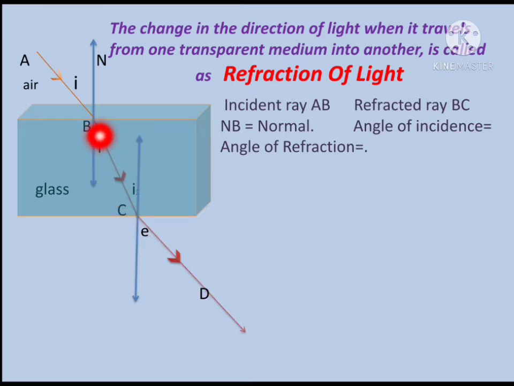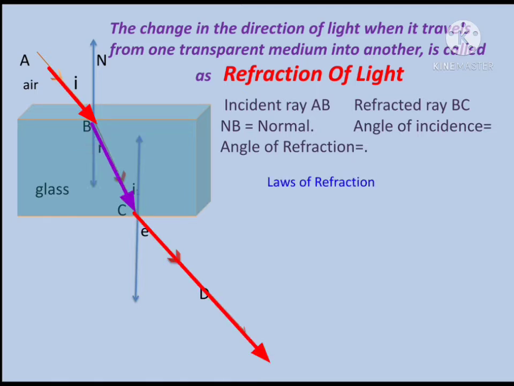The perpendicular drawn from the point of incidence is called the normal. The angle made by the incident ray to the normal is called the incident angle, and the angle made by the refracted ray to the normal is called the angle of refraction. From this we can state the laws of refraction.